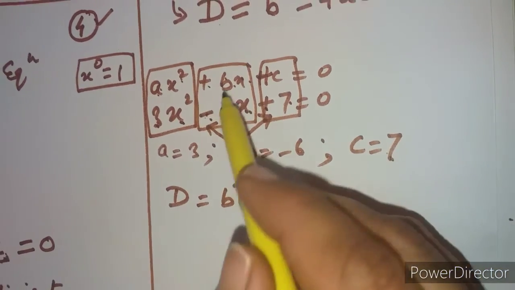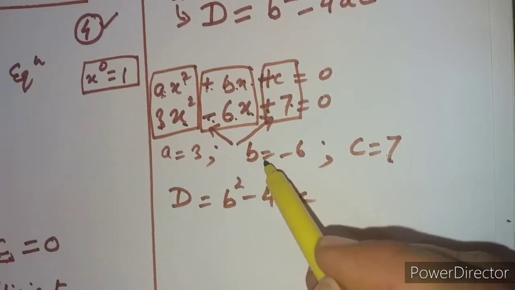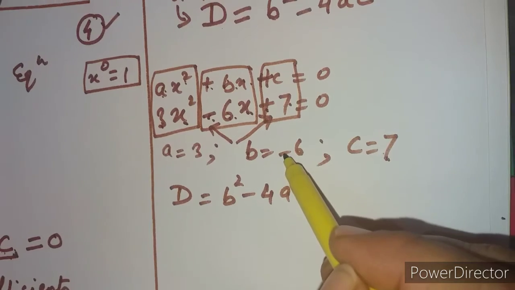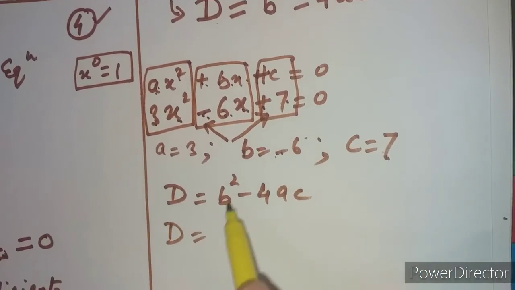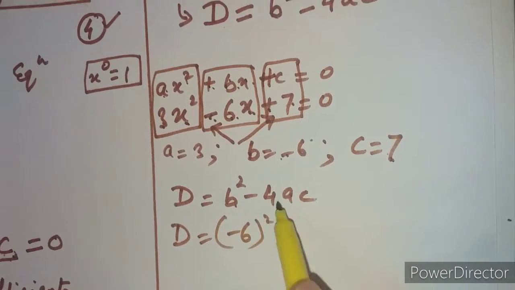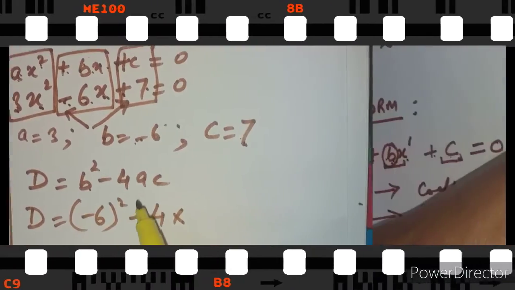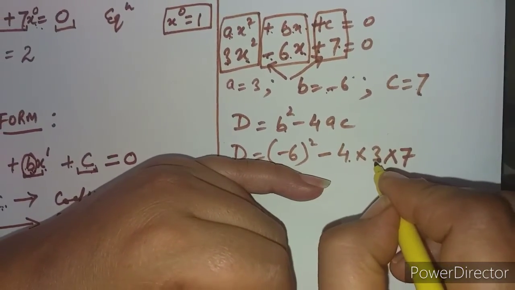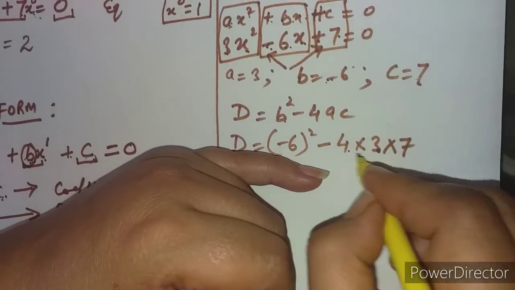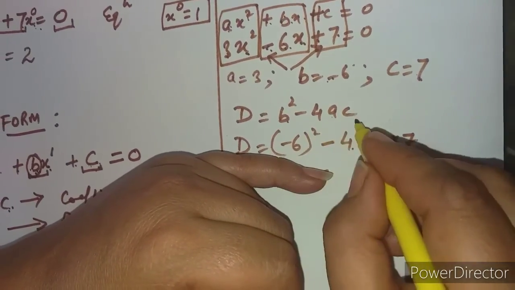Without sign we will write. But if it is plus and minus, very surely you are supposed to take this minus also in the value. Here we have to simply put the value: b square, minus 6 square, minus 4 into a, meaning 3 here, and c is equal to 7. So I have put the values of b, a and c here.